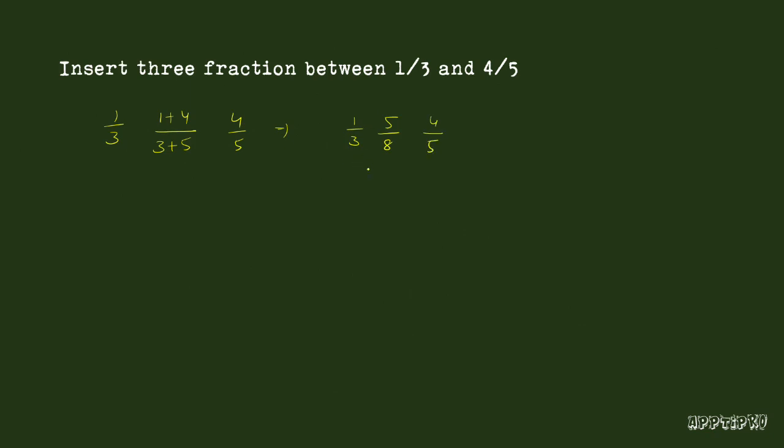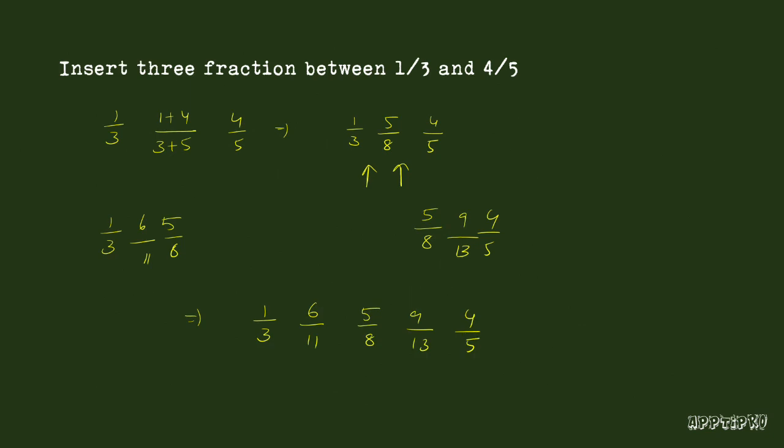Now, insert two more fractions between these fractions at these positions. So 1 by 3 and 5 by 8: 1 plus 5 is 6, 3 plus 8 is 11, and 5 plus 4 is 9, 8 plus 5 is 13. So the answer is 1 by 3, 6 by 11, 5 by 8, 9 by 13 and 4 by 5. So you have inserted three fractions between 1 by 3 and 4 by 5.